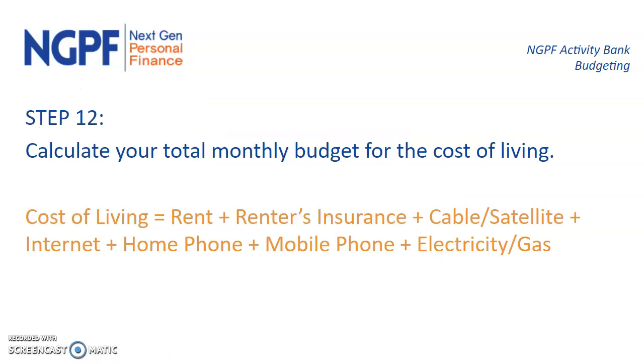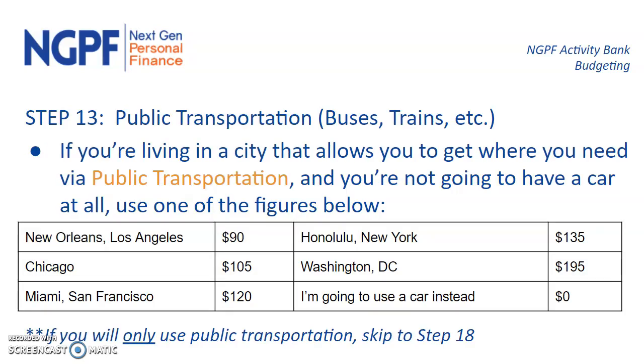So now you're going to figure out your cost of living. So you're going to have rent, plus your renter's insurance, plus your cable and satellite, internet, home phone, mobile, electricity, and gas. Next, step 13.